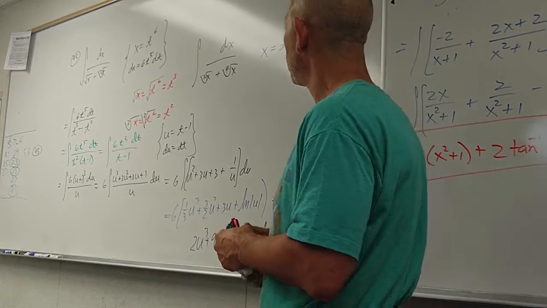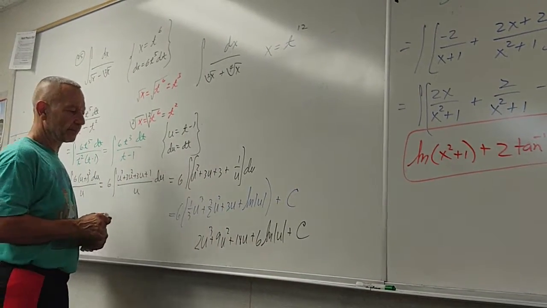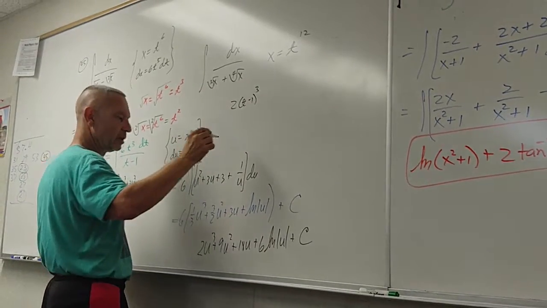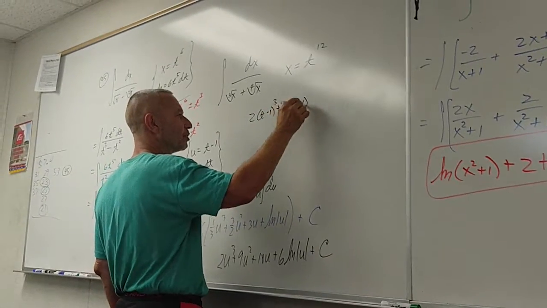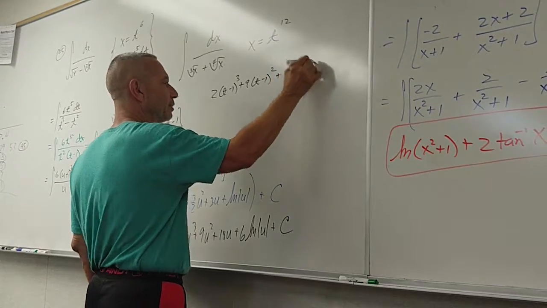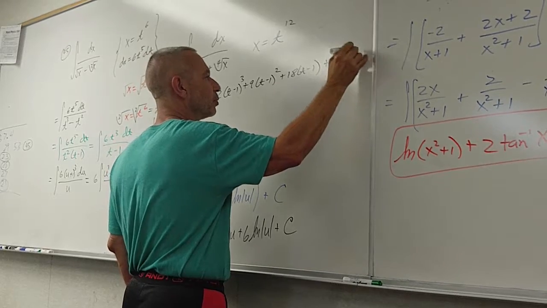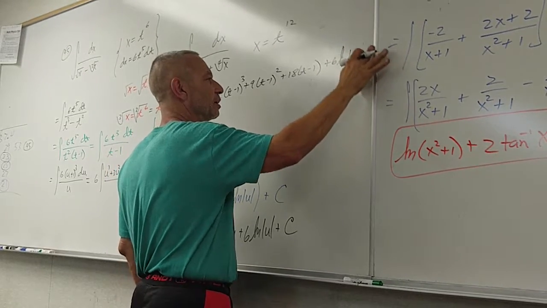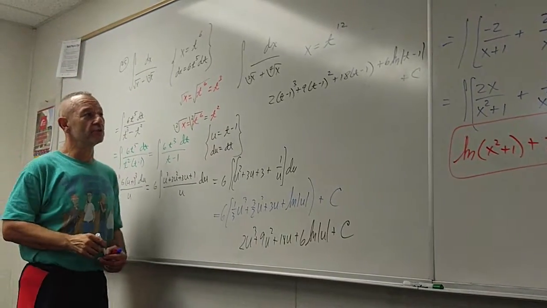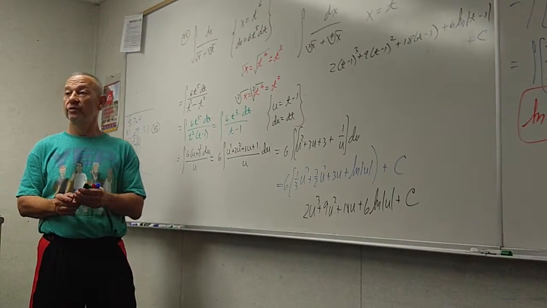And what is, well, where am I? U is t minus 1. So 2 times t minus 1 quantity cubed plus 9 times t minus 1 quantity squared plus 18 times t minus 1 plus 6 ln absolute value t minus 1, plus c. And we're still not done. t wasn't the original variable. What is t? 6th root x.